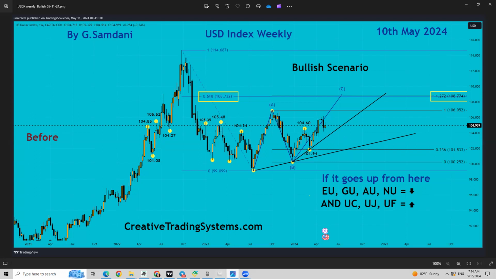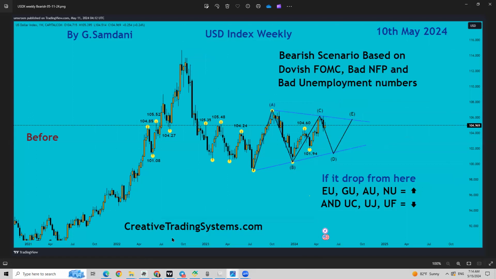The other scenario was the bearish scenario, which was like this. I said that a dovish FOMC, bad NFP, and bad unemployment numbers had some toll, and this will probably drop because of that, right? And it did. I said Euro USD, Pound USD, and these two pairs will go up, and USD CAD, USD Yen, USD Franc will go down if Yen doesn't do anything. But Yen got very, very weak, and USD Yen went up anyway. But Euro USD and Pound USD also went up because this started to go down after that.